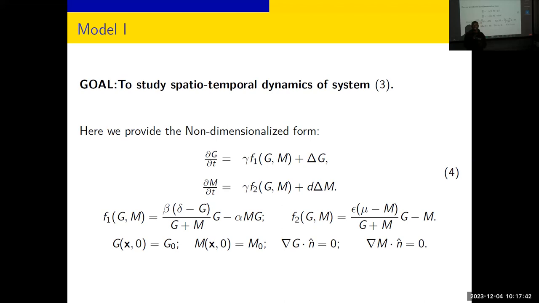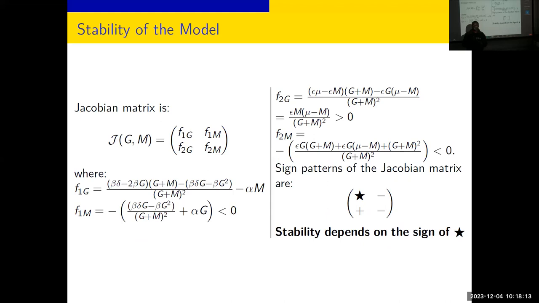Steady state simply means that you take F1 and F2 equal to 0 and then solve for G and M in this case. Because our main interest is not to get the actual values of the steady states, we want to study the nature of the steady state that we get. And so we do linearization, and from linearization, it allows us now to find the Jacobian matrix of the system, which takes this form.